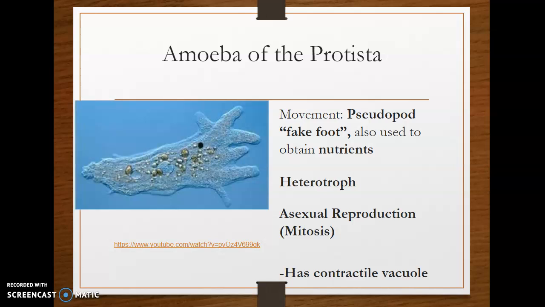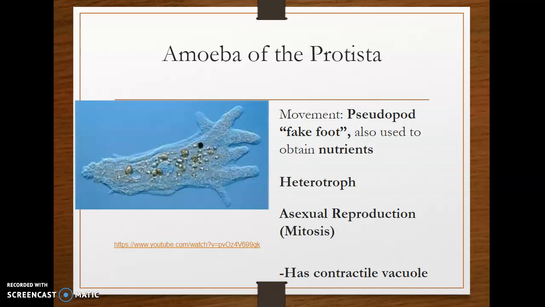And so the first one is going to be called the amoeba. The amoeba is going to move with a fake foot called a pseudopod. This is how it also obtains its nutrients. If it obtains its nutrients by eating other things, we call it a heterotroph. And amoeba are going to reproduce asexually, so think about mitosis. I have these videos attached on Google Classroom as well, so you can take a look at how these organisms actually move and how they obtain their nutrients.